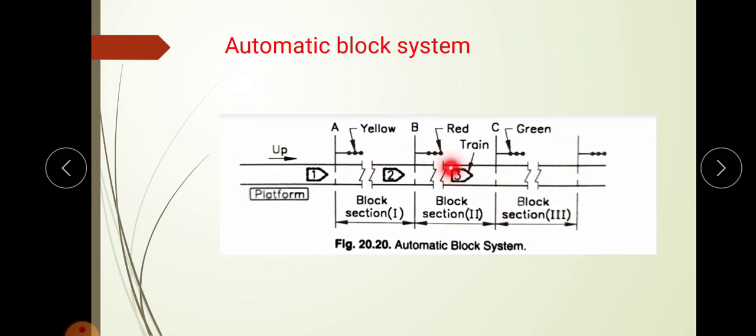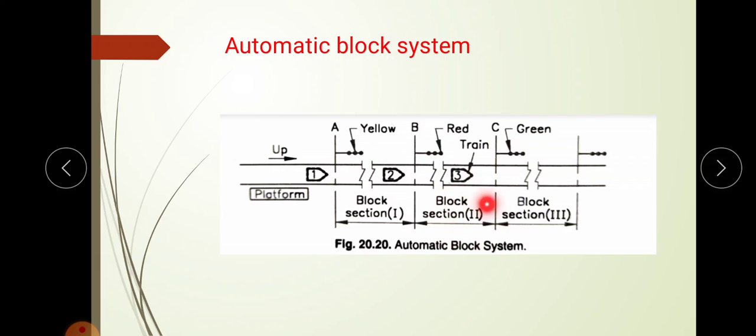Here it is red because the entrance of another train is prohibited, and the train can enter block section 1 cautiously at a low speed since it is yellow. Here it is yellow because the train can enter this block section 1 cautiously at a low speed as the yellow light is at A. So this is the situation when the train is in block section 2. Okay, so this figure shows this color indication: the train is in block section 2.